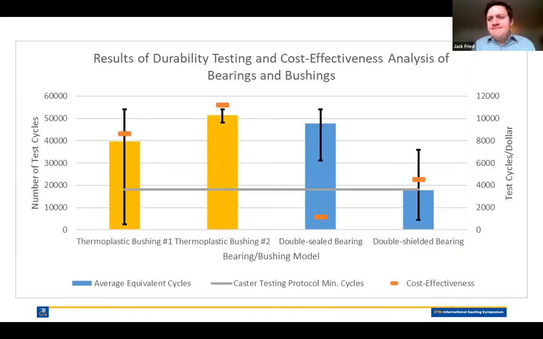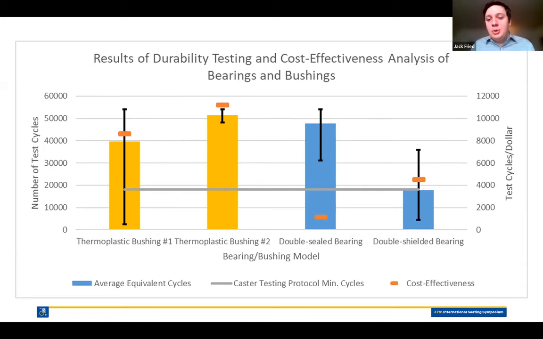And if you go to the next slide, there's a lot of information on this graph, but it tells the full picture of the study. As you can see, the thermoplastic bushings are the yellow bar graphs, and they're compared to the number of test cycles on the left. The thermoplastic bushing number 2, on average, performed the best out of all of them. And the first thermoplastic bushing we tested also performed really well. In terms of significance, thermoplastic bushing number 2 was significantly more durable than the standard shielded bearings.